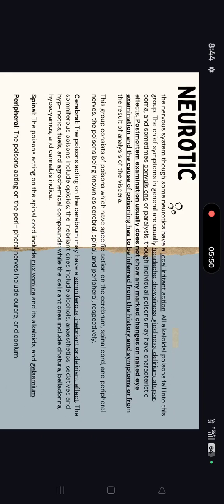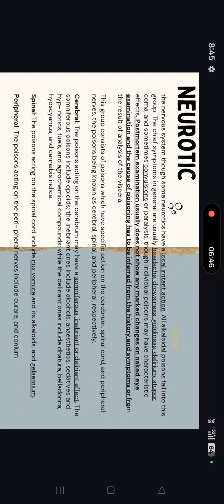Now another type is neurotic poison. As the name suggests, it acts on the nervous system, in three parts: the cerebrum, spinal cord, and the peripheral nervous system. So it has three types of poison. It also acts as a local irritant, and there are characteristic chief symptoms: it produces stimulatory effects and depressant effects. Headache, drowsiness, giddiness, delirium, coma, stupor are depressed symptoms. Convulsion and paralysis are the stimulatory symptoms.